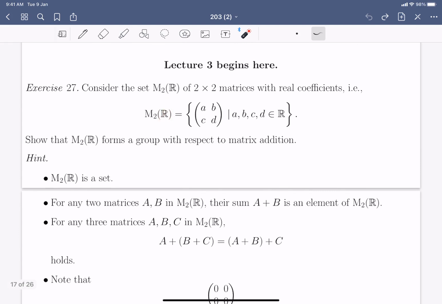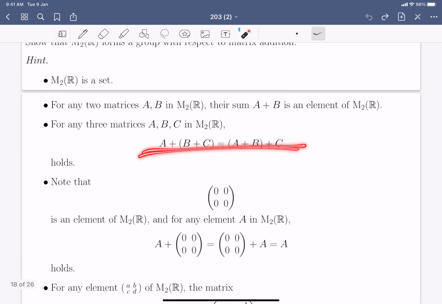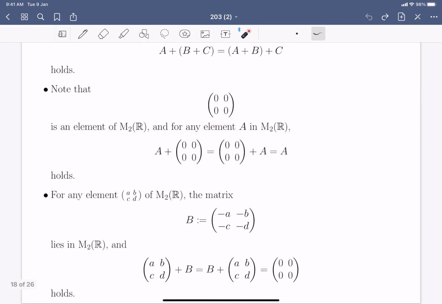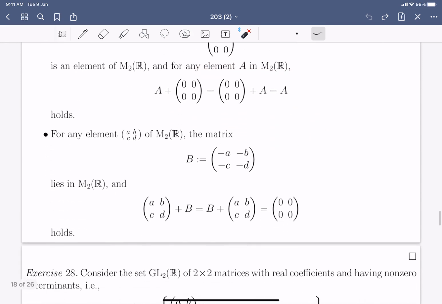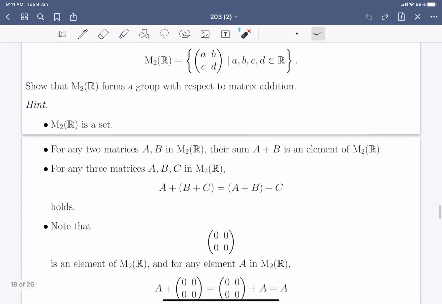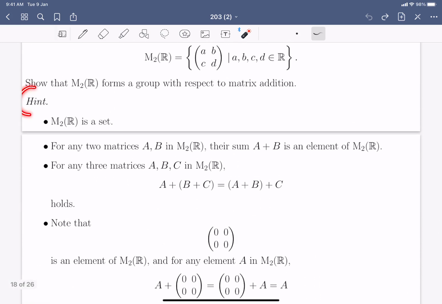The third condition is that the associativity condition has to hold, which is true for matrices with real coefficients, because when you add two matrices, we add along their individual entries. Since addition of real numbers is associative, it follows that addition of elements of M2R is also associative. Then one can show that the zero matrix works as identity. This is straightforward to see. And then for any element inside M2R, there is an inverse, etc.